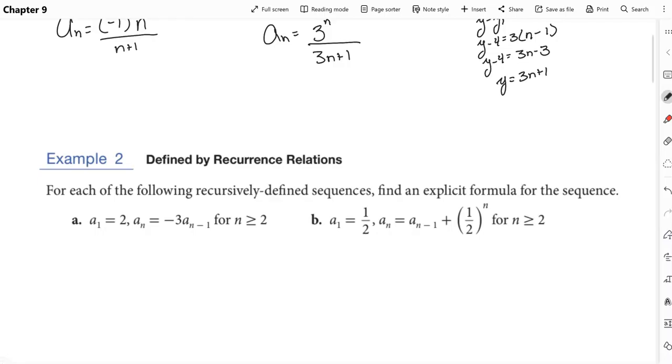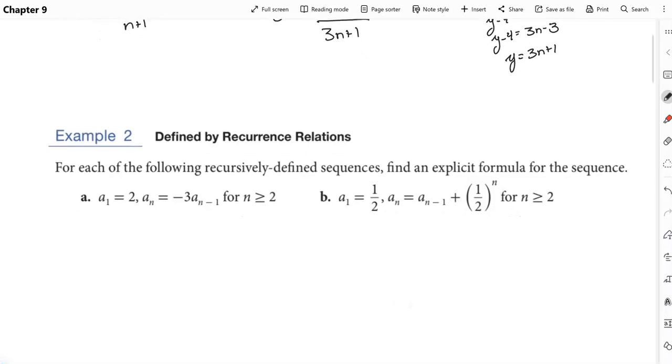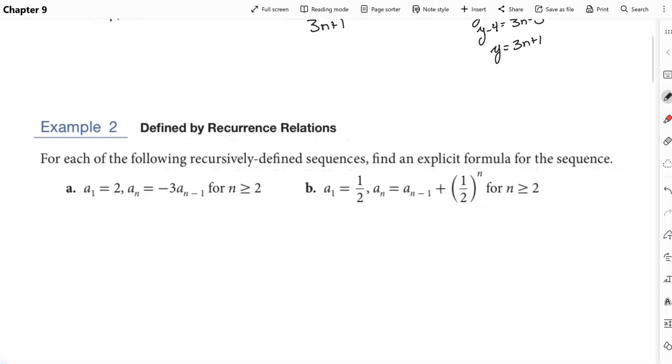Let's look at the next example. For each of the following recursively defined sequences, find an explicit formula for the sequence. So let's write out a few terms, and we're looking for patterns here. They're telling us A1 is 2, and all the other terms are going to be A sub n equals negative 3 times A sub n minus 1.